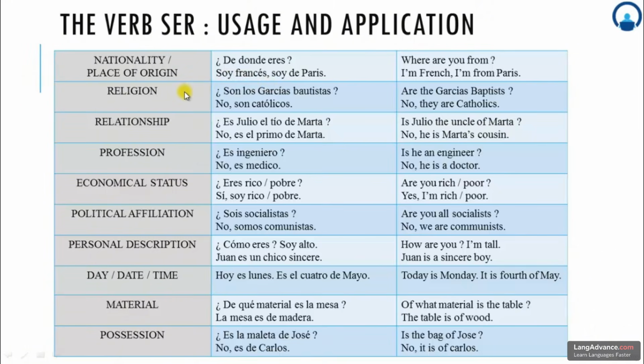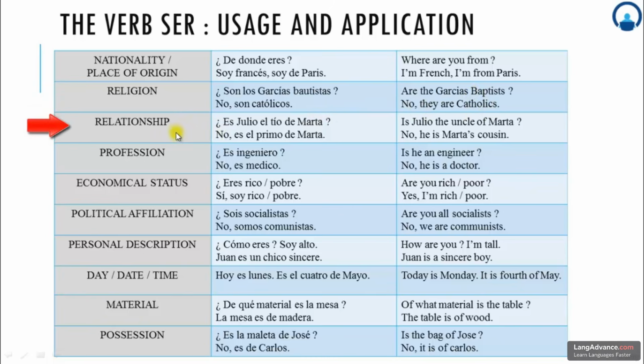Next, religion. If I am stating a question or a statement, I have to use the verb ser. Son los Garcias Bautistas. Are the Garcias Baptists? I am asking about the religion. So again I have to use the verb ser. No, son católicos. No, they are Catholics.